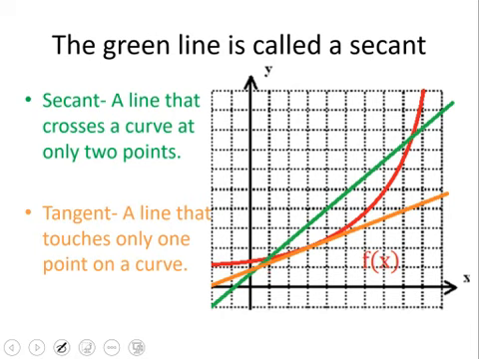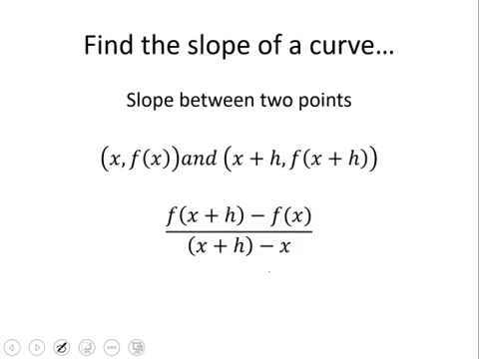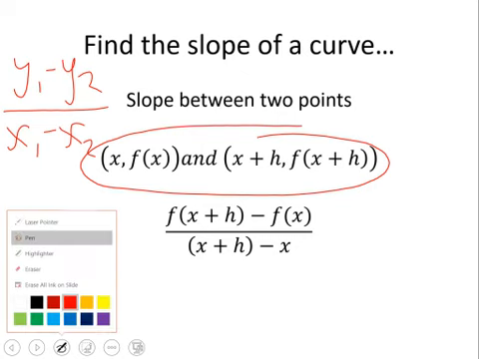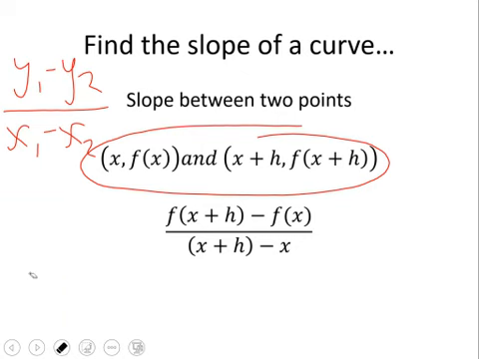The other line, that orange one, is a tangent line. A tangent line is the one that we really want to find, because it tells us the slope at a given point. To find the slope between two points, basically we're using the slope formula, which is y1 minus y2 all over x1 minus x2, and we're using that with our 2 points to find our answer.